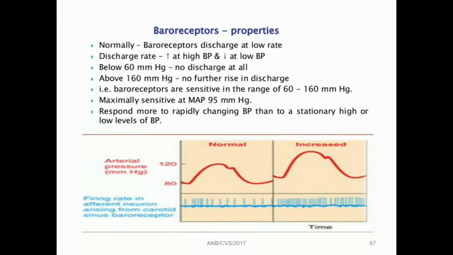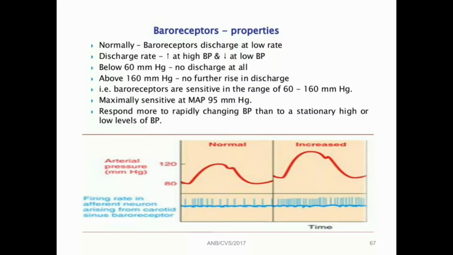Now this is a short summary of what we are going to study. Normally baroreceptors discharge at a low rate, increase discharge at high blood pressure and decrease at low blood pressure. Below 60 mm of mercury there is no discharge at all. Above 160 mm of mercury, there is no further rise in the discharge, where you will find a plateau. Plateau is not observed at the lower pressure. That is, baroreceptors are sensitive in the range of 60 to 160 mm of mercury. This is the pressure range. Nowadays some books mention 50 and 160 mm of mercury, but it doesn't matter. They are maximally sensitive at a mean arterial pressure of 95 mm of mercury.